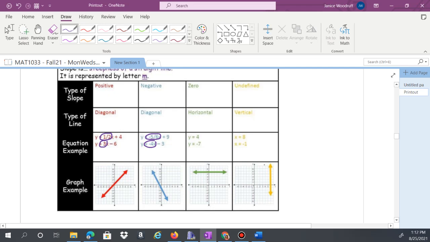The undefined slope, that is a vertical line, and that's only going through the x-axis, so that's just going to be x equals and then a number.